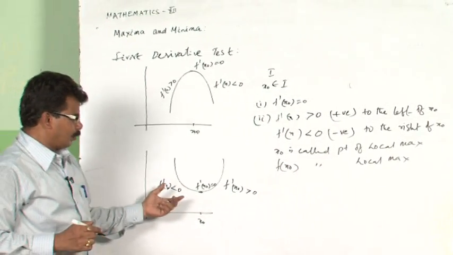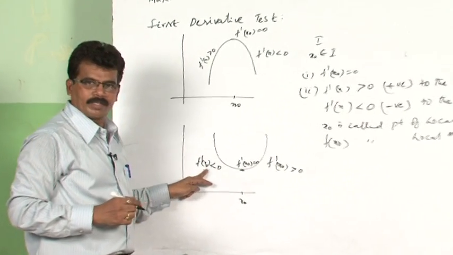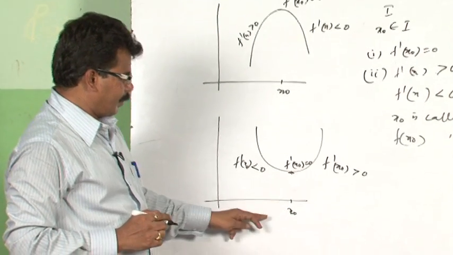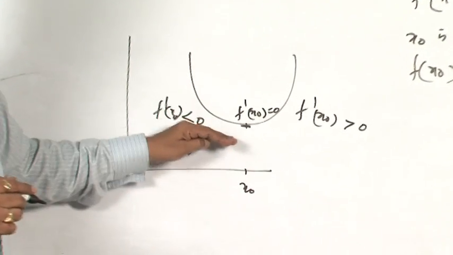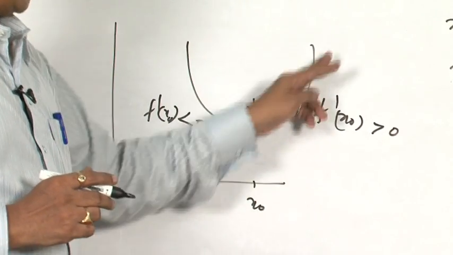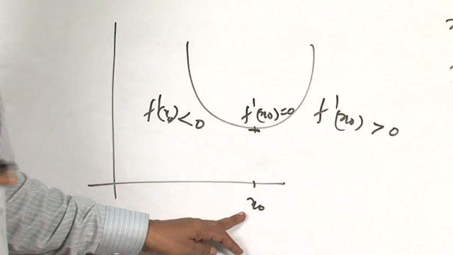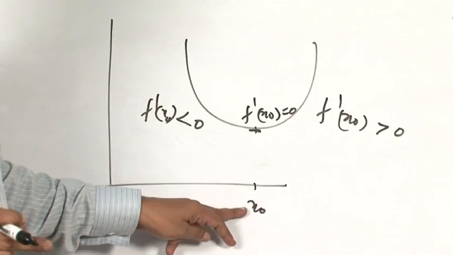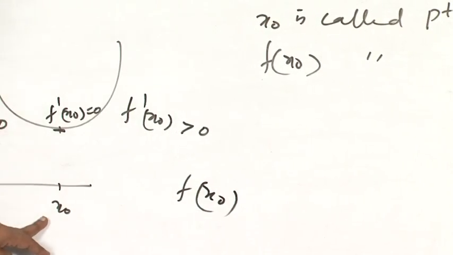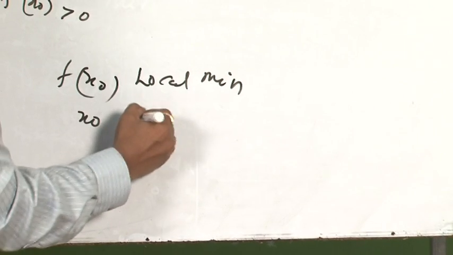Similarly, let us recall how to find the minimum of a function. Let x naught belong to an interval, and f of x be a continuous real valued function. X naught is called point of local minimum if, to the left of x naught, the function is decreasing, that means the derivative is negative, and to the right of x naught the function is increasing, that means the derivative is positive. Then we call this x naught the point of local minimum, and if you substitute this x naught in the function, f of x naught will be the local minimum.